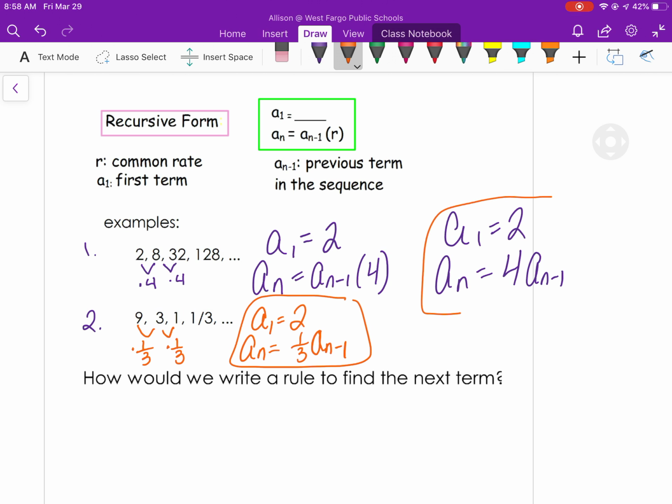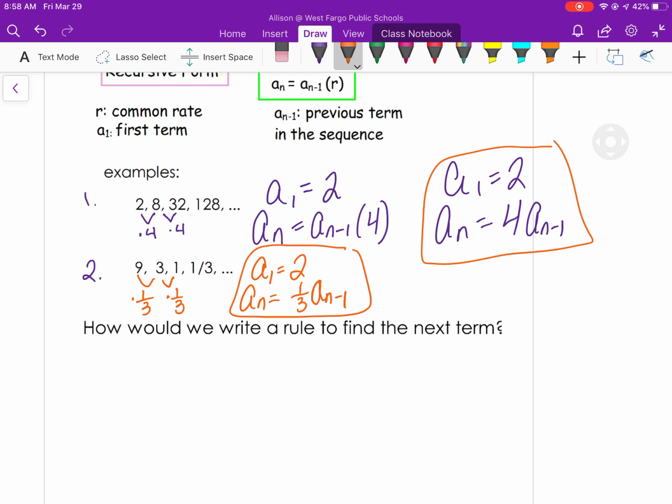They're very nice to work with. They're easy rules, except that if you wanted to find the 100th term, you would have to first find the first 99 terms. That's the only thing about recursive forms: they're not good for finding large terms or terms far in the sequence. It's just finding them in order. So you have to find them in order.